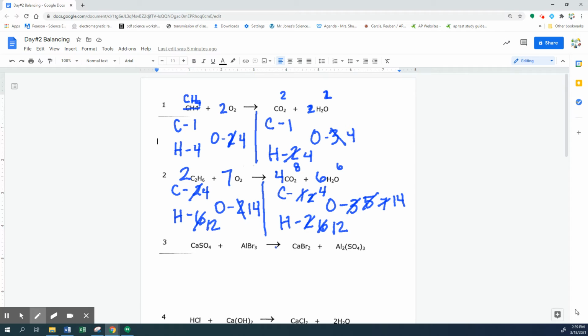And number 3, for our elements, we have calcium, SO4. We are going to do as a polyatomic ion. SO4 is sulfate. I'm going to write it down here. And then I have aluminum and bromine. I'm going to go ahead and write them on my product side in the same order.